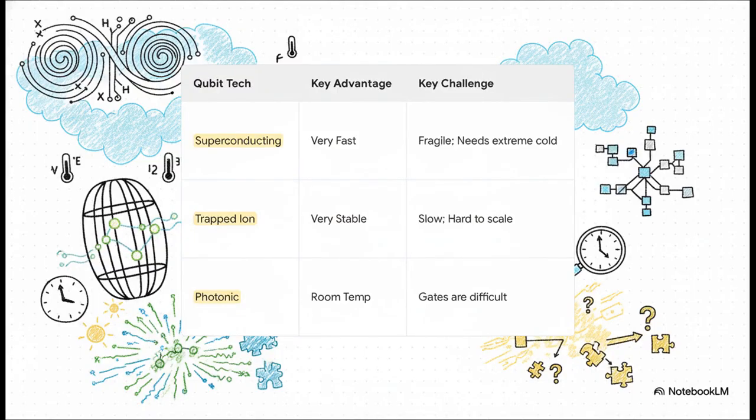So to fight this, engineers are trying a bunch of different things. And it's all about trade-offs. You've got superconducting circuits, like the ones Google and IBM use. They're incredibly fast, but you have to keep them chilled to temperatures colder than deep space. Then there are trapped ions, which are way more stable and accurate, but they're also a lot slower. And some are even trying to use particles of light, which can work at room temperature, but getting them to actually talk to each other is a massive hurdle.